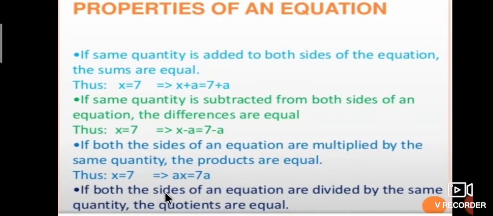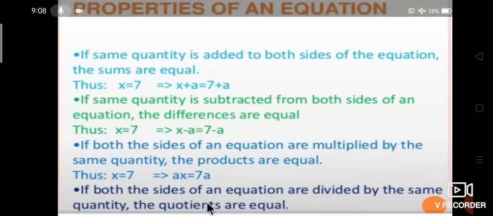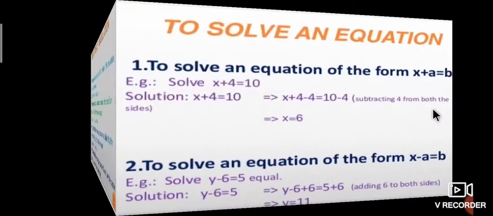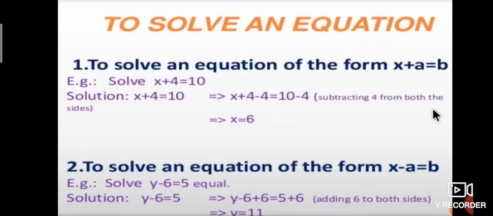Similarly, if both sides of an equation are divided by the same quantity, the quotients are also equal. Okay. First one is addition, second one is subtraction, third one is multiplication, fourth one is division. Okay, all these properties of equations, remember them again. Next, solving equations.